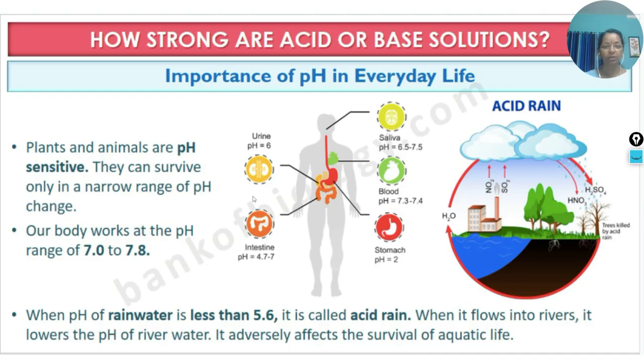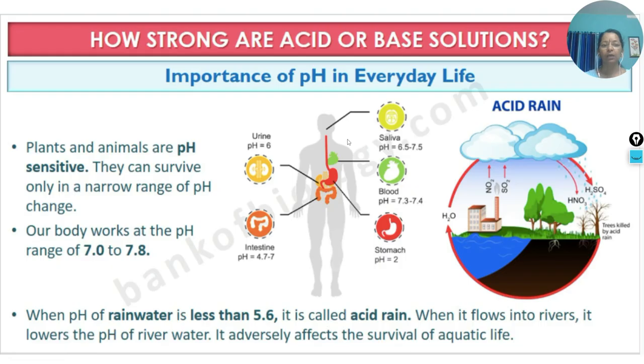So it is showing pH of urine, pH 6, intestine pH is 4.7 to 7, saliva pH, blood pH, stomach pH, see, it is strongly acidic, pH is 2. So first it is talking about acid rain, and we know plants and animals are pH sensitive. So plants and even animals can survive only in a narrow range of pH change. Our human body works at a pH of 7 to 7.8, means it is slightly basic in nature. It should always be like this, because lower pH causes many health problems.